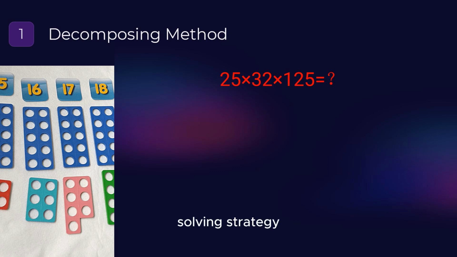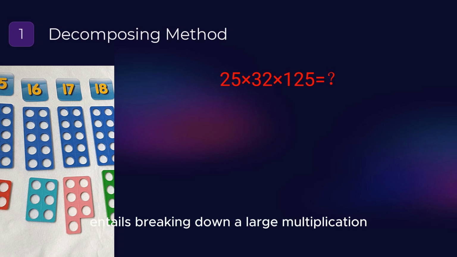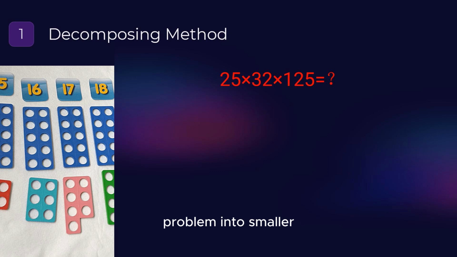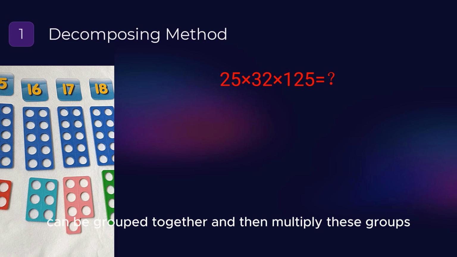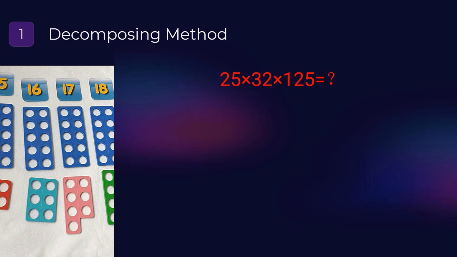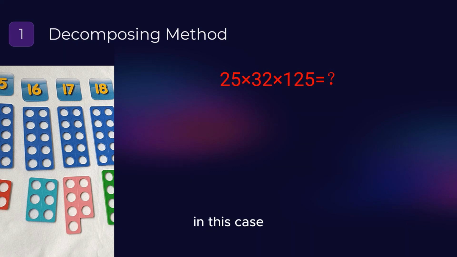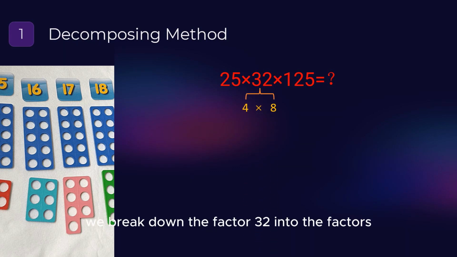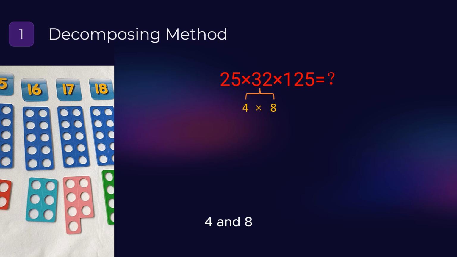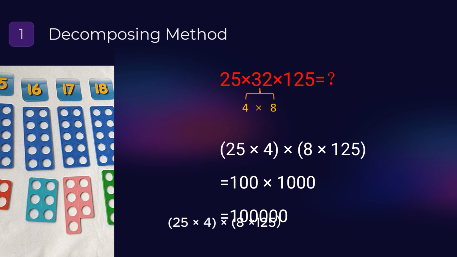This problem-solving strategy entails breaking down a large multiplication problem into smaller, more manageable components. The key is to identify factors that can be grouped together and then multiply these groups. To begin, we identify factors that can be grouped. In this case, we break down the factor 32 into the factors 4 and 8. This enables us to rewrite the problem as 25 times 4, multiplied by 8 times 125.